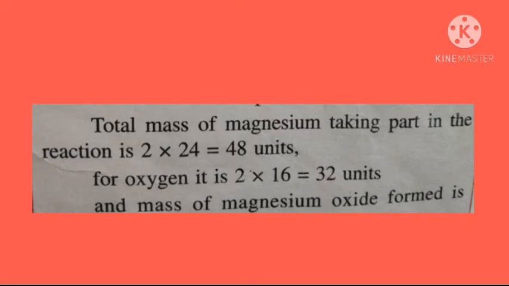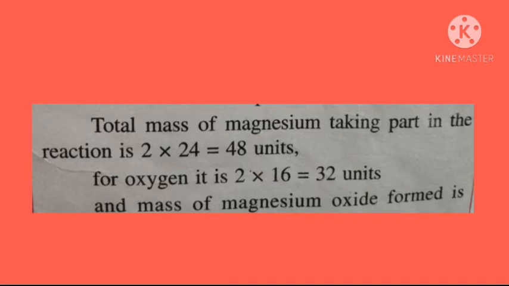For oxygen, it is also 2 multiplied by 16, which is equal to 32 units. Why do we multiply by 2 again here? Because there is one molecule of diatomic oxygen. Di means two atoms are present.